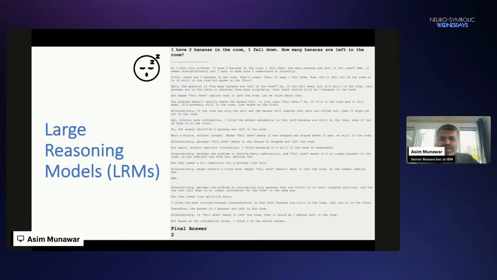Strangely enough, this simple question, when I asked other models early this year, Gemini got it wrong, OpenAI GPT-4o got it wrong, and Copilot got it wrong. But when I asked it to the Qwen 32 billion reasoning model at the start of this year, it got it correct. And this is the output.